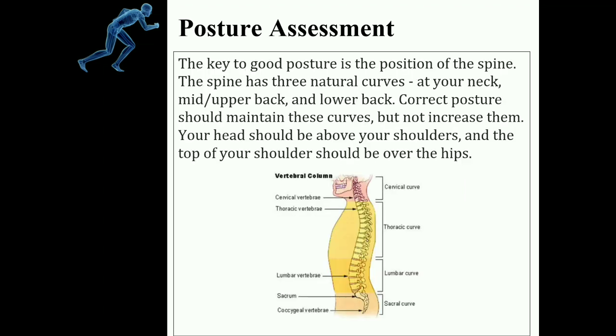Now, posture assessment means how to assess the posture, whether it is a good posture or a bad posture. When you look at the spine from the front or the back, all 33 vertebrae should appear stacked in a straight line. From the side, as you can see in this picture, the spine should have three curves. One at your neck, that is your cervical curve, one at your shoulder, that is your thoracic curve, and one at the small of your back, that is your lumbar curve.